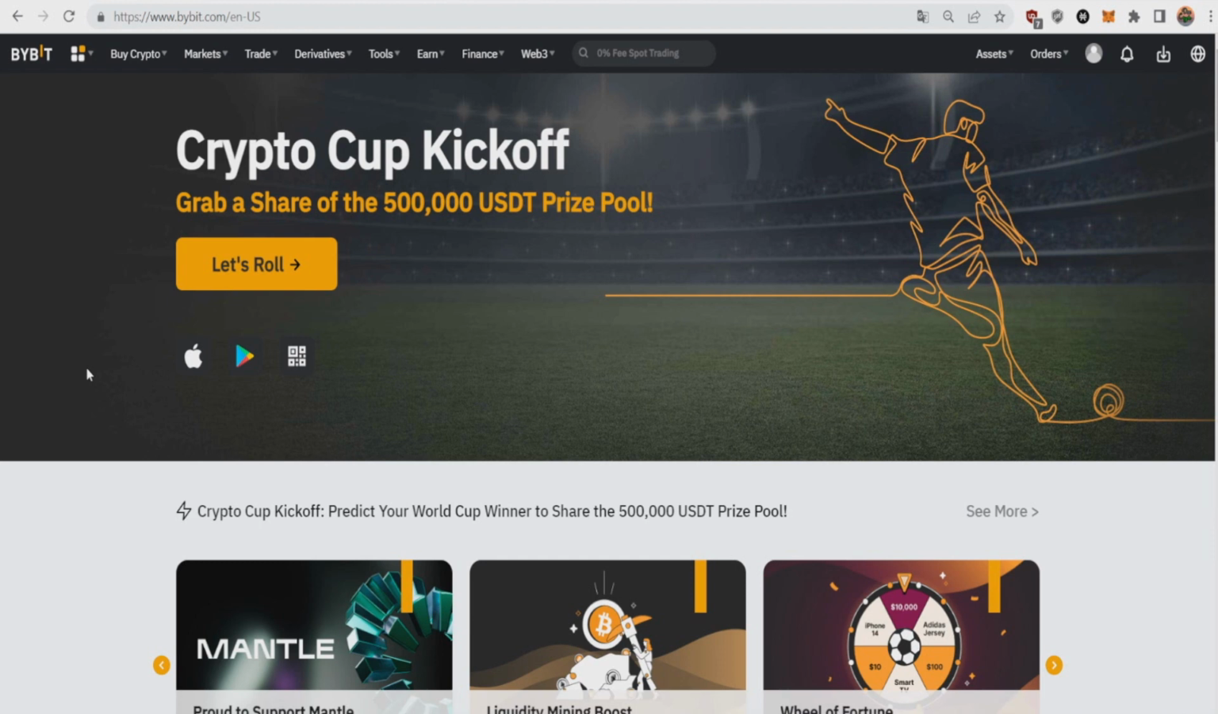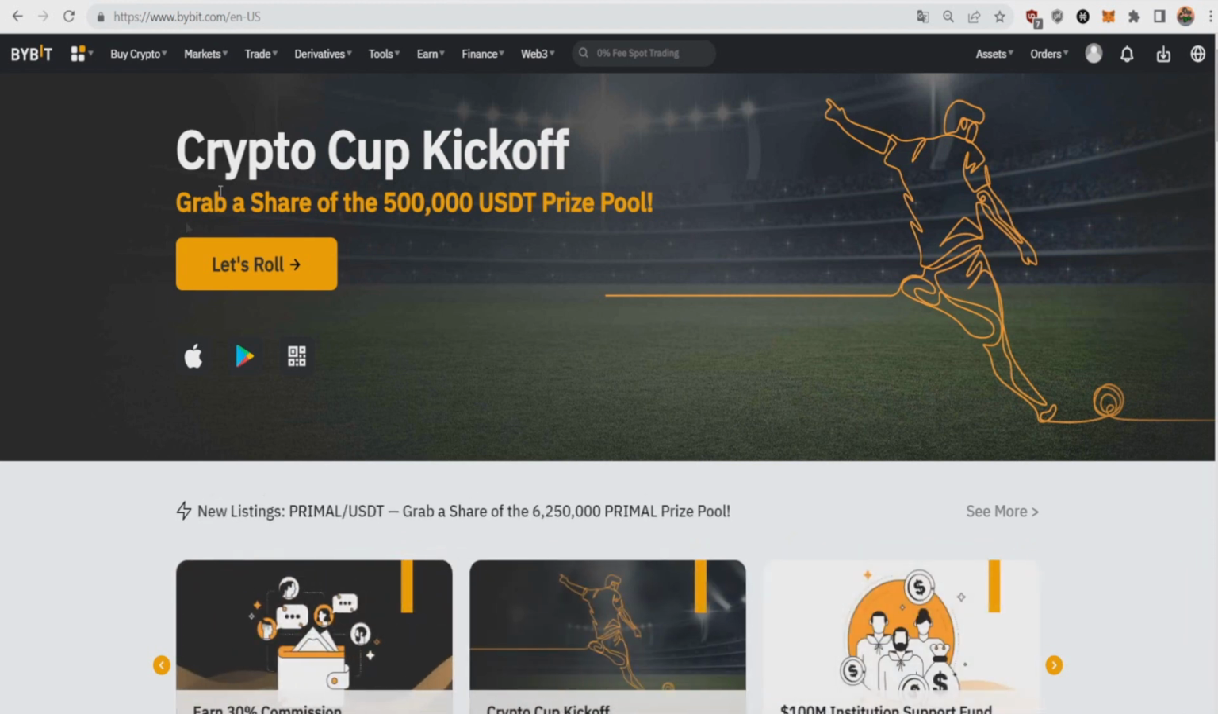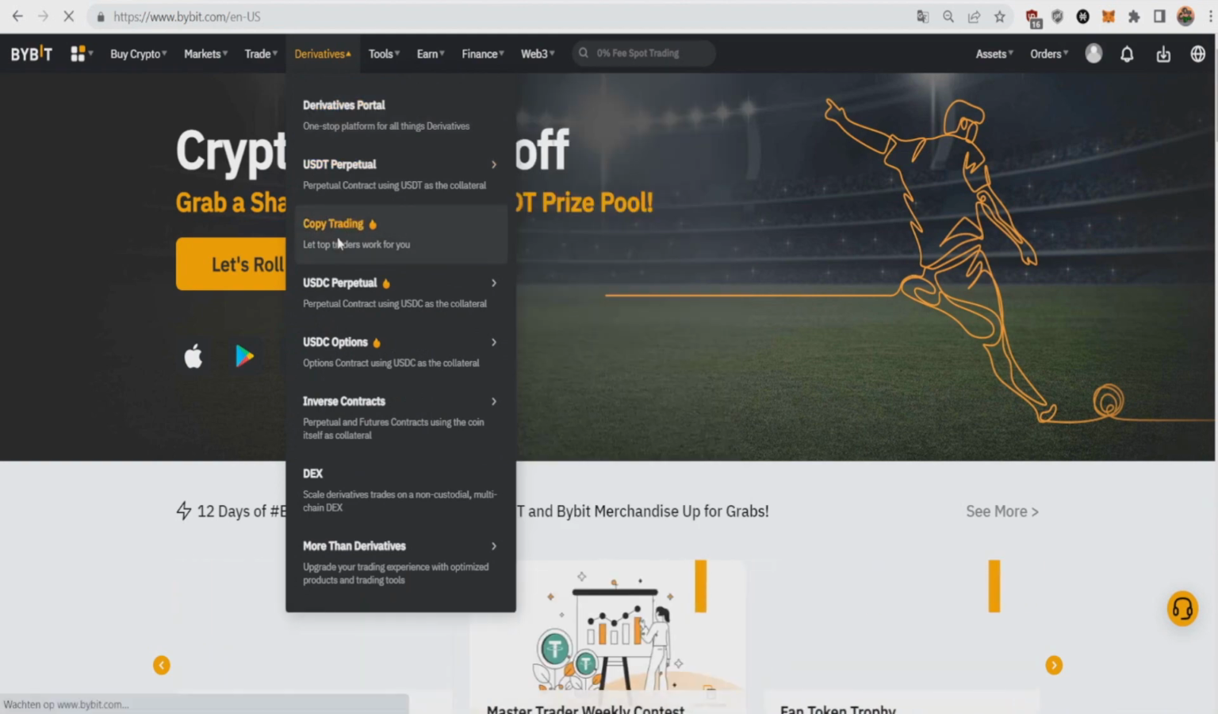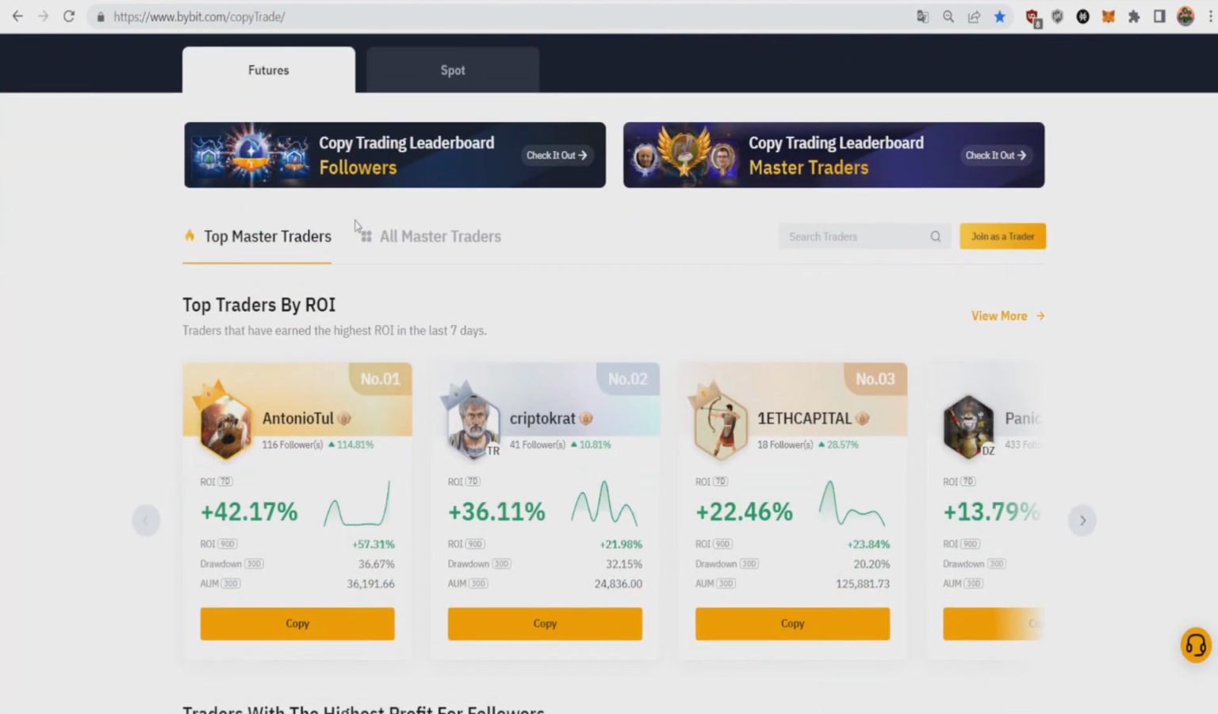After you made your account, when you're on the home page, the only thing, guys, you gotta do is go to derivatives and click on copy trading. Once we're at copy trading, we can just start copying a master.